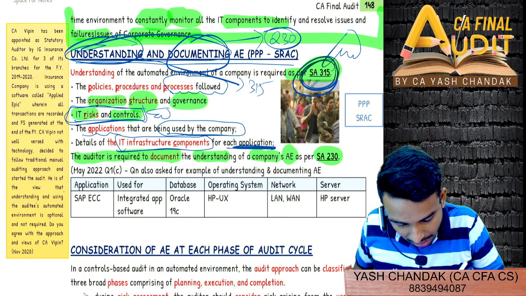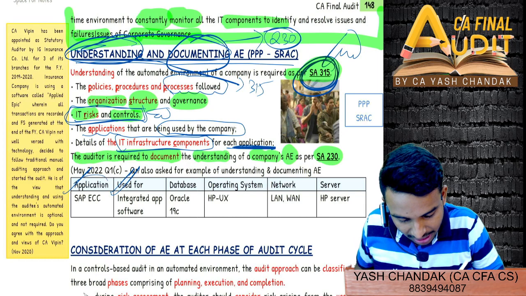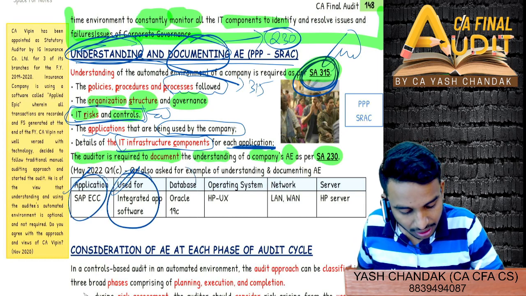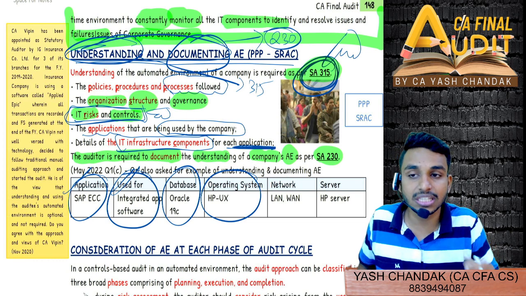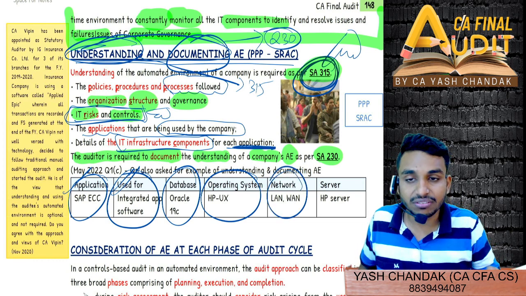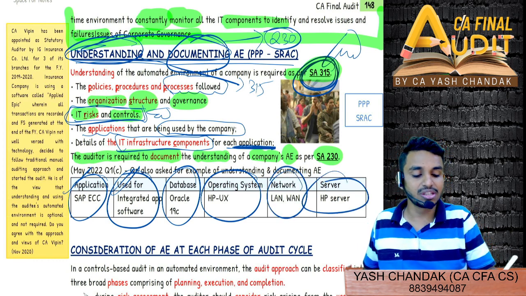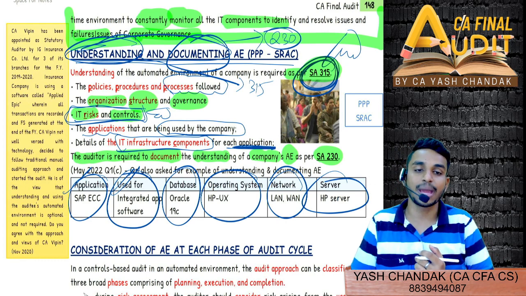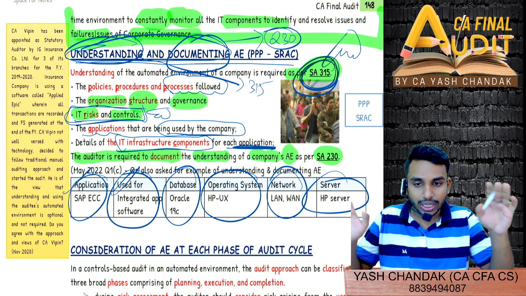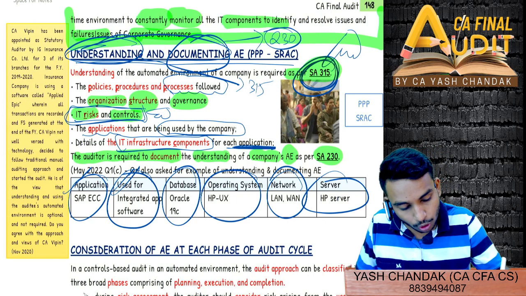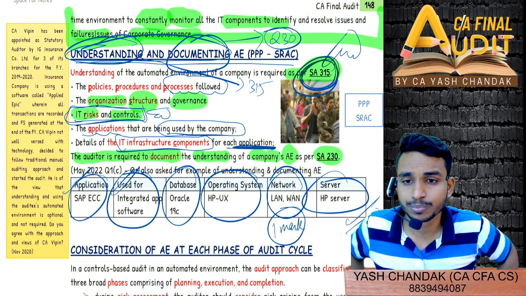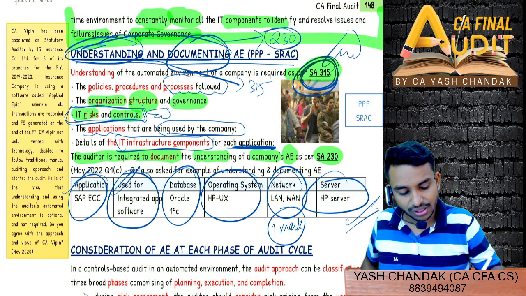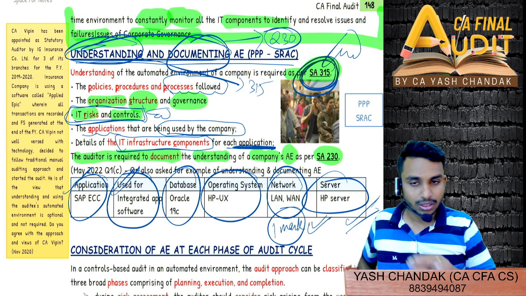So that is why this was also raised to the higher authorities. In all these ways you can document the application, used for what purpose, then what the database is, which operating system this application requires, which network it requires, and the servers in which the storage and everything is happening for this application. So that is how you can document, and they asked this documentation for 1 mark in a recent attempt, I think May 2022.